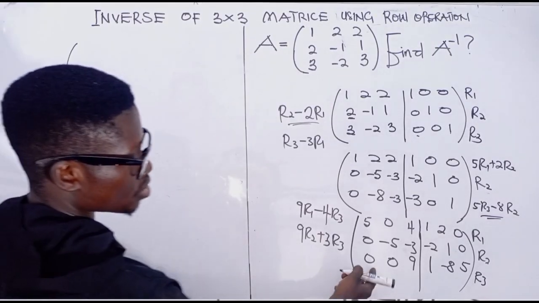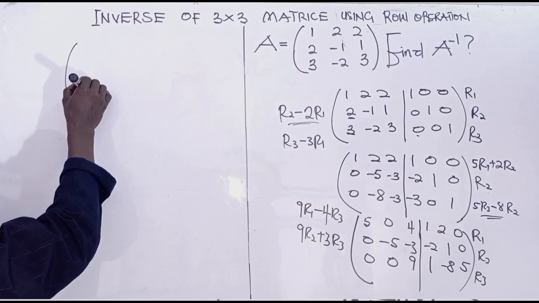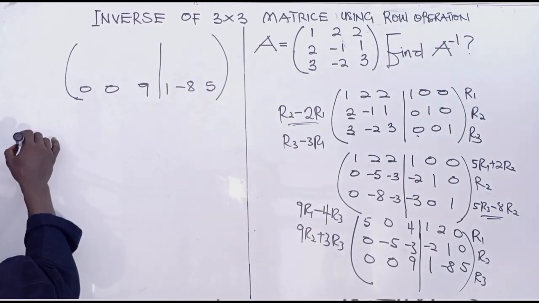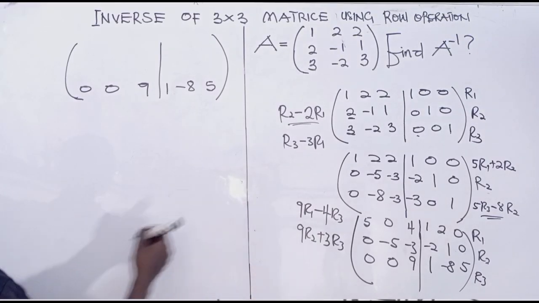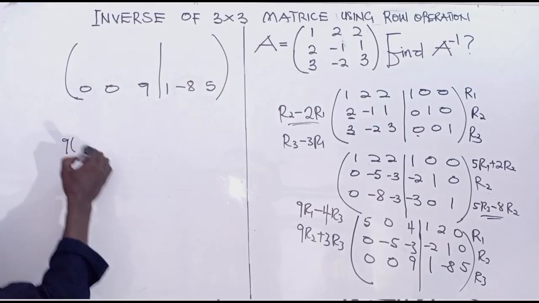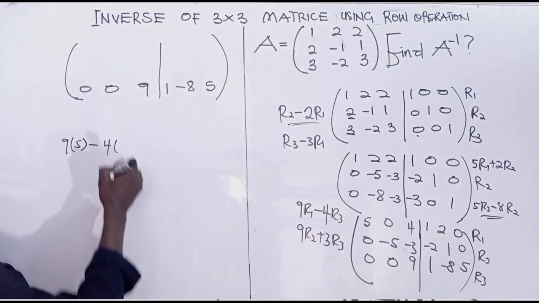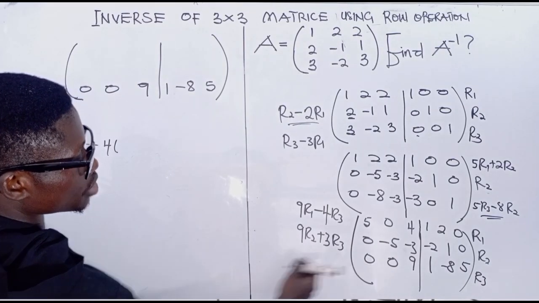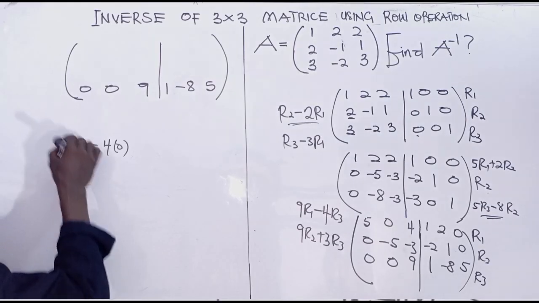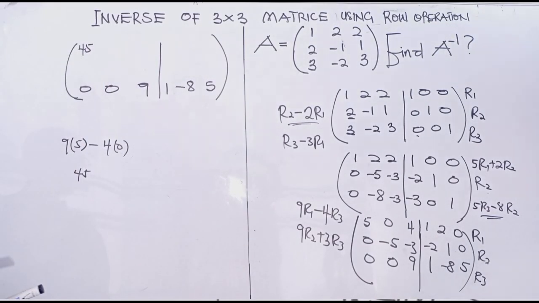Remember that row 3 is going to be untouched. So we are going to repeat it. Let's start with the first one, row 1. So we have 9. Row 1 is 5. So we have 5 minus 4. Its corresponding row 3 entry is 0. So we are going to get 9 times 5, 45. So we have 45 for the first entry.